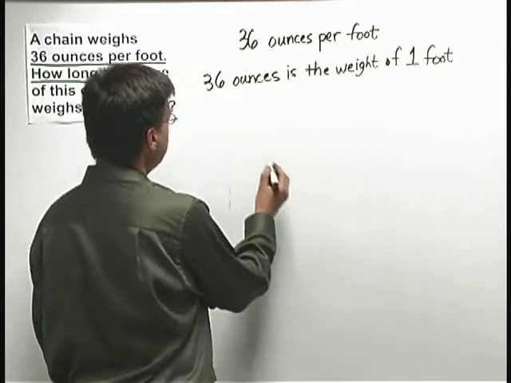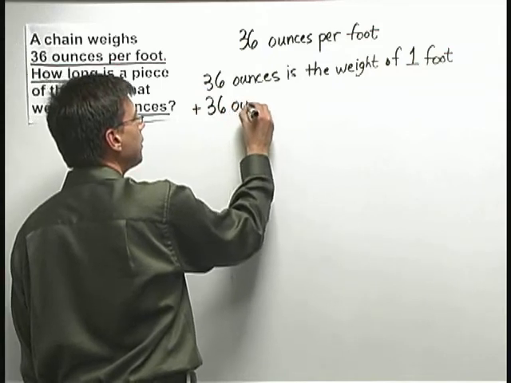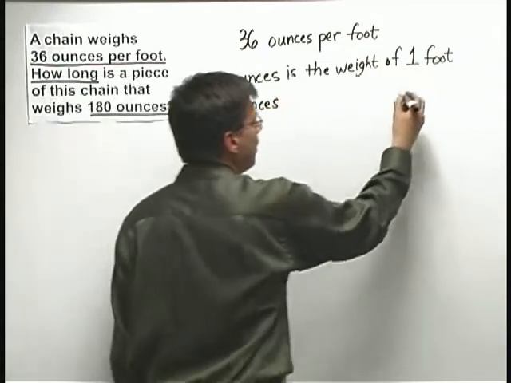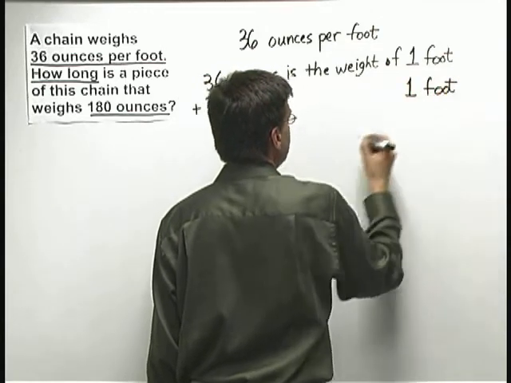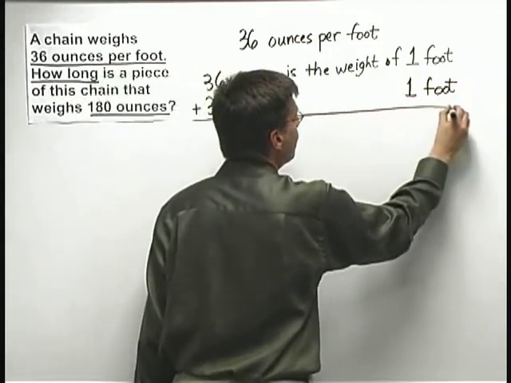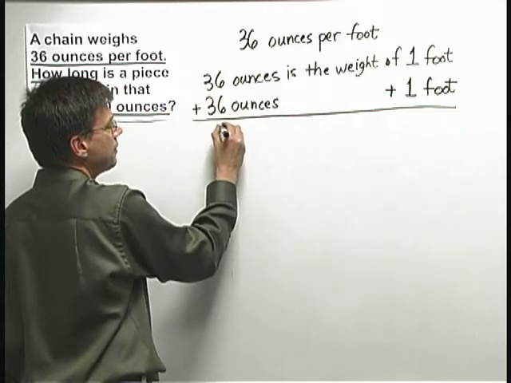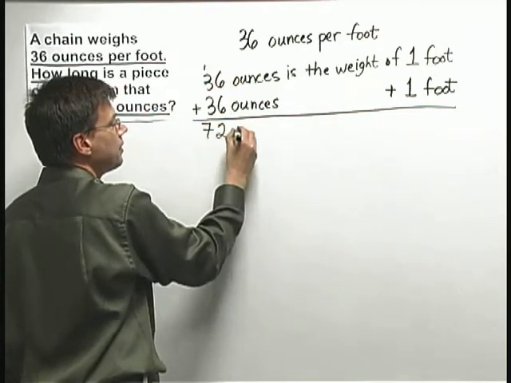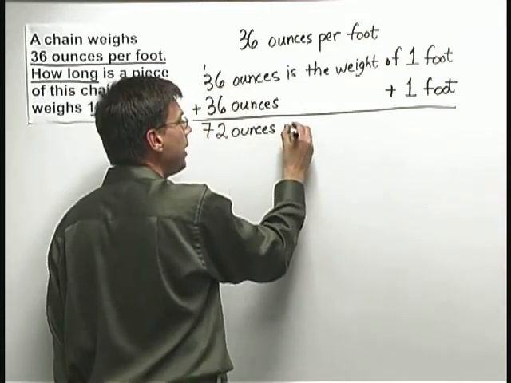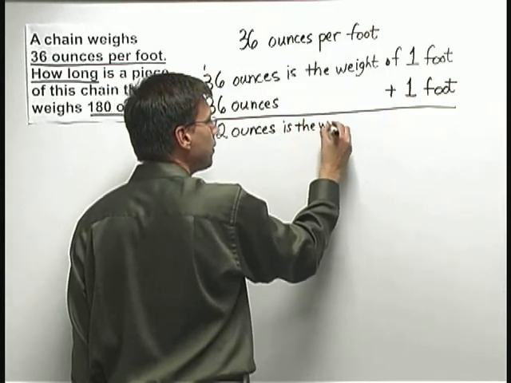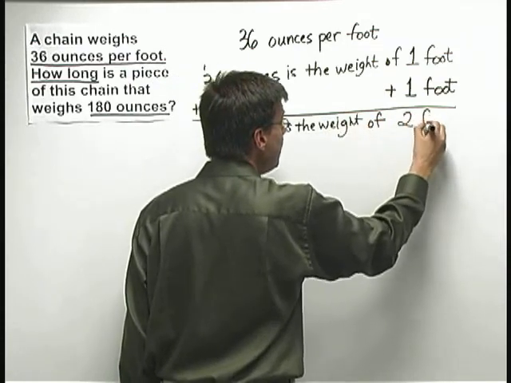If we added another 36 ounces, that would be like making our chain 1 foot longer. That's like adding 1 more foot to the chain. 36 plus 36 is 72 ounces. 72 ounces is the weight of 2 feet of chain.